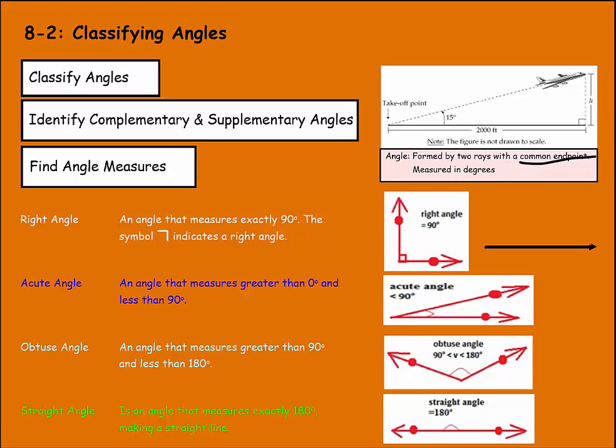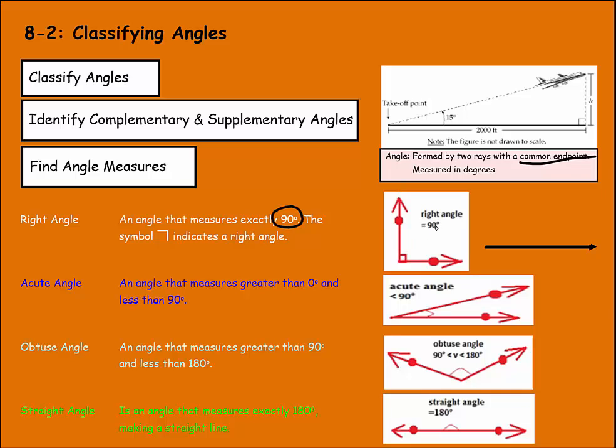The first one to look at is right angles. Right angles are angles that measure exactly 90 degrees. 90 degrees is a magic number with angles. This symbol indicates a right angle, so this one right here. And the reason right angles are so important is because they're a very common angle that we see in real life. For example, pretend that this was your floor right here, and then this was one of your walls. See how often you see right angles in real life?